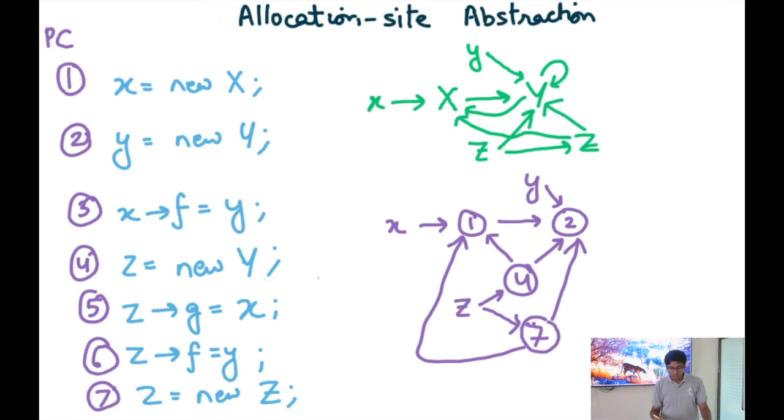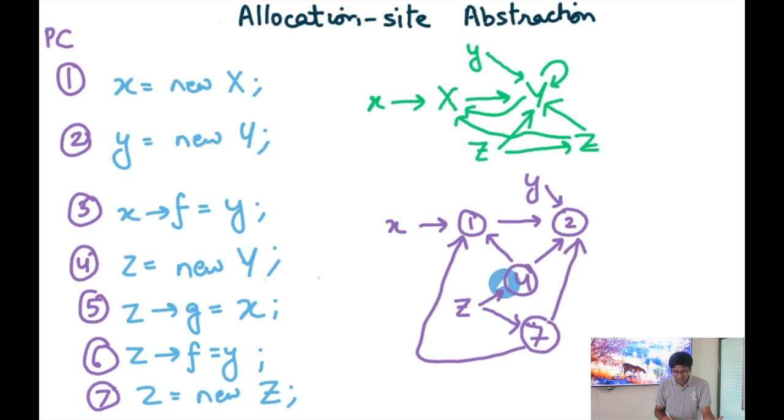So my points-to graph now looks very different for the same program, but with the allocation site abstraction. Here, any object that is allocated at PC1 is represented by abstract object 1, and small x can point to 1, small y can point to abstract object 2. Because of x.f equals y, because x can point to an allocation site 1 object, 1 can now point to 2, and y can point to an allocation site 2 object. And say z equals new y, so that means z can now point to allocation site 4.